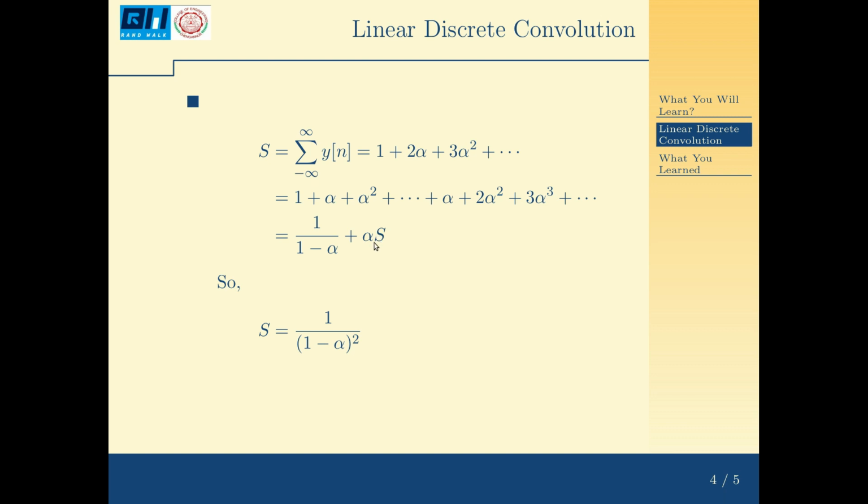So this alpha also comes to this side. This becomes 1 minus alpha into S, equal to 1 by 1 minus alpha. So the resulting sum, sigma y[n] or S, is 1 by 1 minus alpha whole square. Okay, 1 by 1 minus alpha whole square.